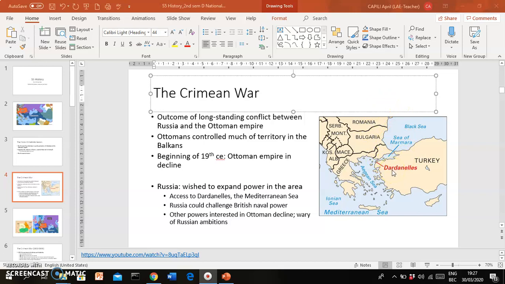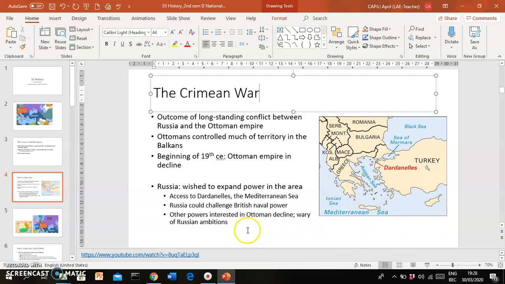This is something that the Russians always wanted. They wanted access to the Mediterranean Sea, access to the Dardanelles. This is very important for Russia because they've always wanted a warm water port. Okay, they have other ports, but they usually freeze. Now, having control of this area here would be so advantageous for them. They would have access to this vast sea, the Mediterranean. They could challenge British naval power in the southeastern Mediterranean.